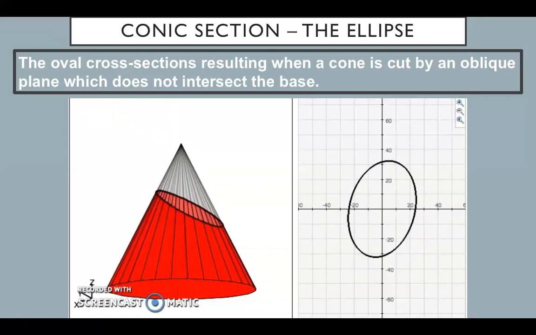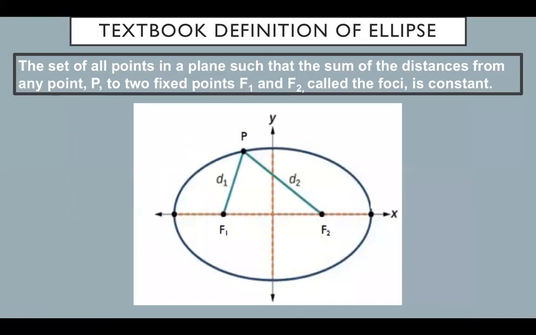Now, the textbook says that the ellipse is the set of all points in a plane such that the sum of the distances from any point P to two fixed points, F1 and F2, which are called the foci, is constant. Well, let's take a look at what that means.